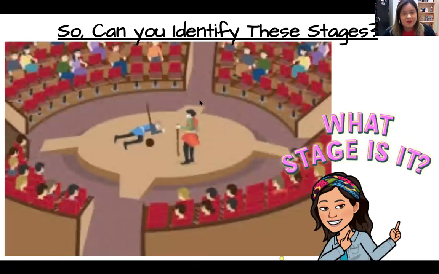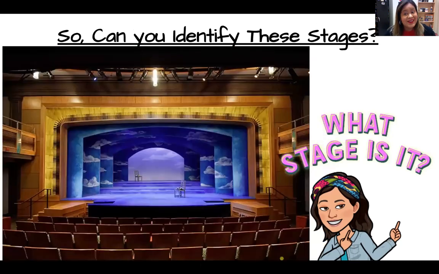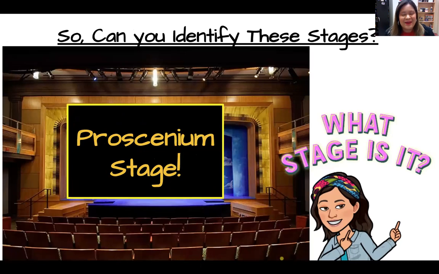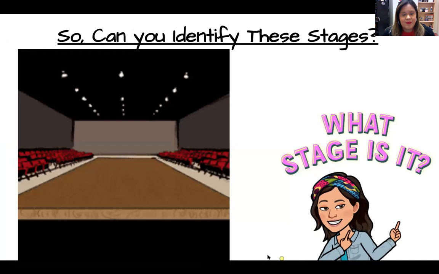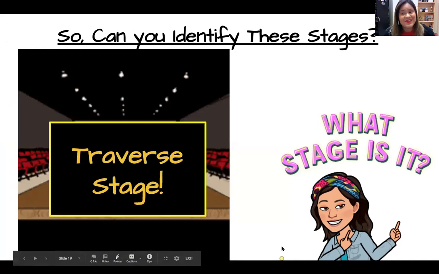What about this one? Notice the shape. Exactly, it's an arena. So remember, arena stages, audience all the way around. What about this one? Yep, it's a proscenium. Remember the proscenium arch, audience on one side. What about this one? Another traverse, bonus.